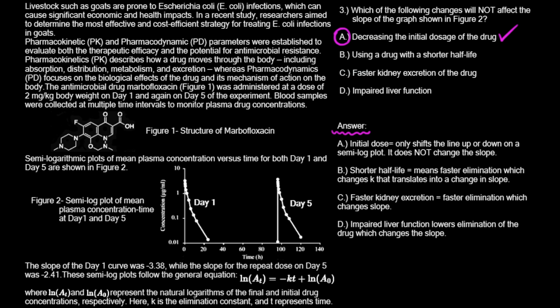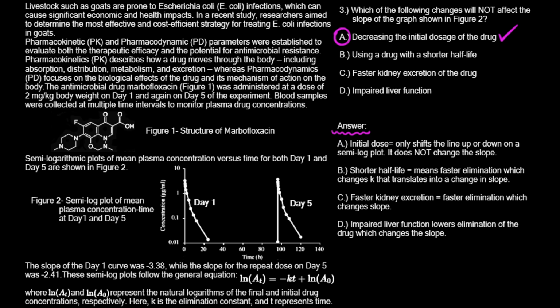So question number 3 asked us which of the following changes will not affect the slope of the graph shown in figure 2. So this question is asking us to identify the option that does not affect the slope of the semi-log plot. Remember, the slope of a semi-log decay plot is determined by the value of K, the elimination constant. The passage describes K as the drug's elimination rate constant. So let's go through each option and see which one is correct.